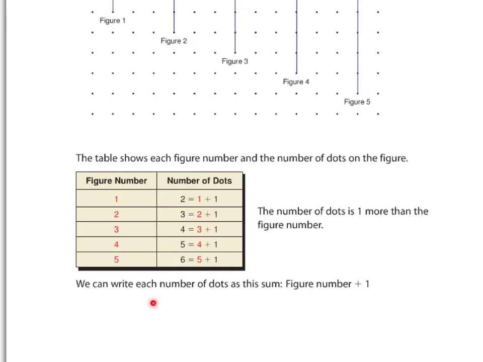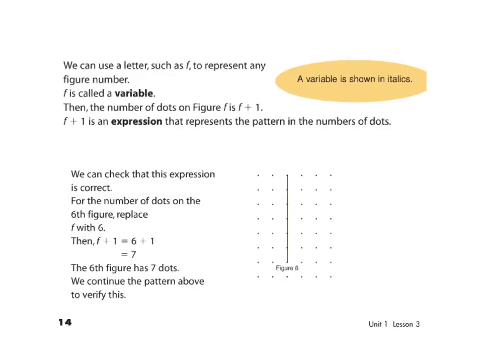We can write each number of dots as this sum, figure number plus 1, and you can see that here, the figure number plus 1. The way that that could be shown is figure number plus 1, just like that. We don't need to write necessarily the whole thing there. Now, the key for today is being able to take that and write it into what we call an expression.